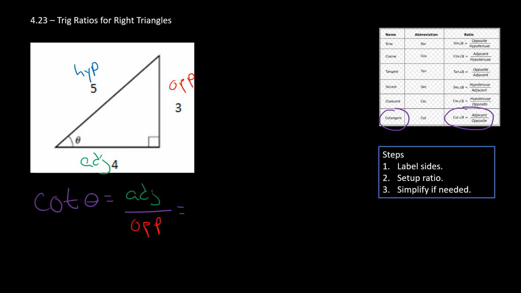So let's get those values. We're going to have adjacent here being 4 over our opposite value here at 3. So we've labeled, we set up our ratio, to simplify. Well, 4 over 3 does not simplify any further. So it is safe to assume that our cotangent theta value is equal to 4 over 3.